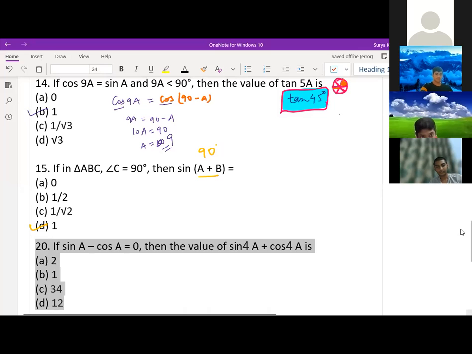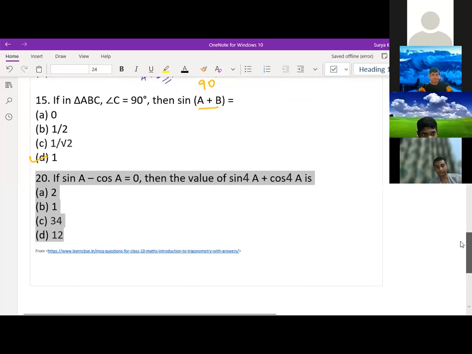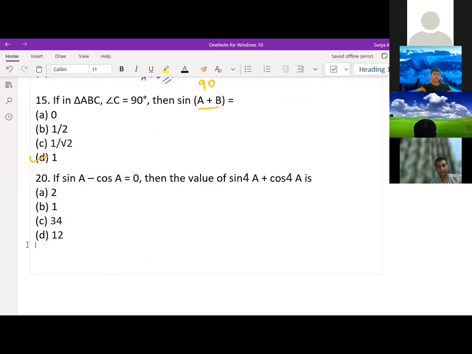If sin A minus cos A is equal to 0, then what is the value of sin to the power 4 A plus cos to the power 4 A? Sin to the power 4 A and cos to the power 4 A is equal to what?